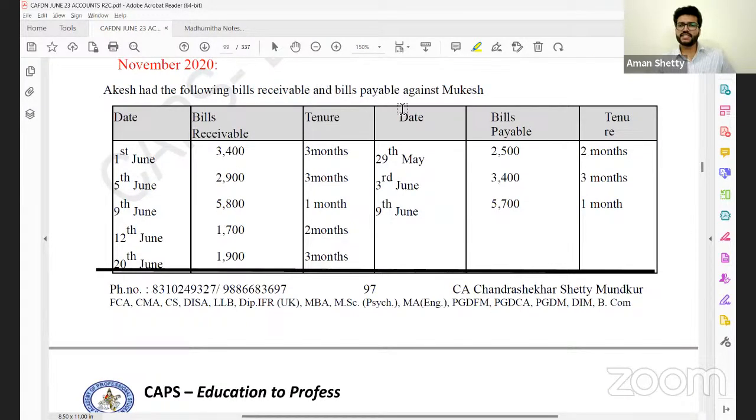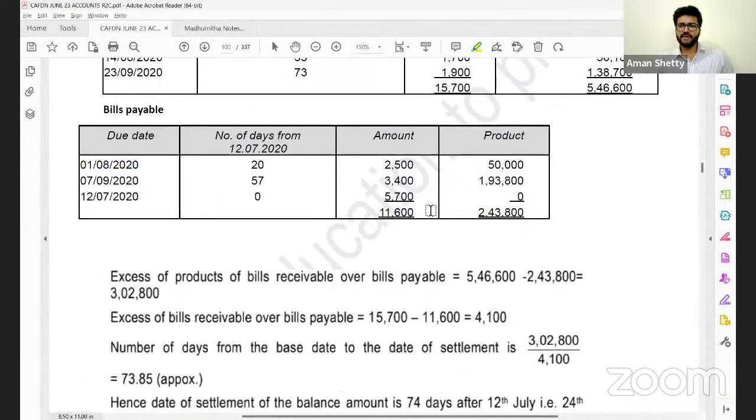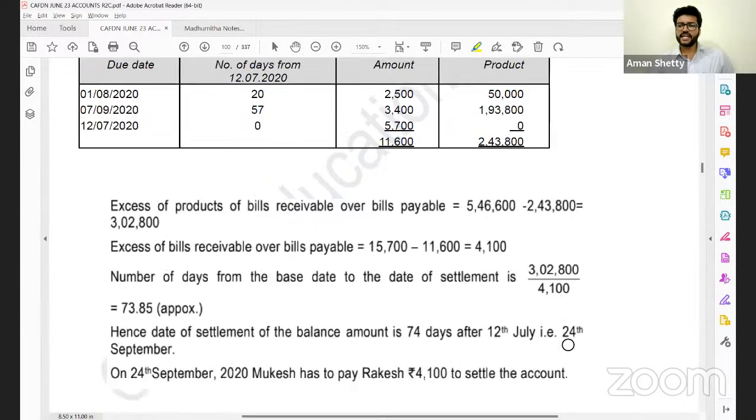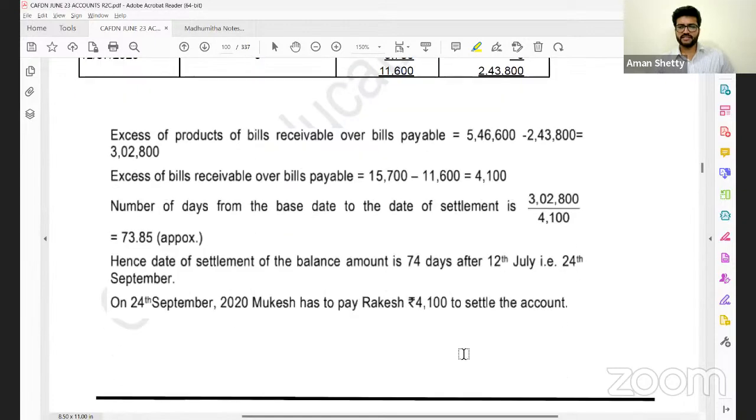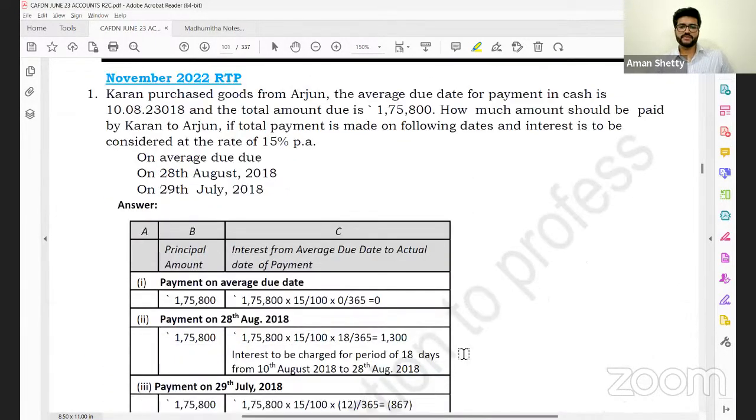Akash had the following bills receivable and bills payable. Same concept. Yes. Bills receivable and bills payable. We will prepare two separate tables. One for bills receivable, one for bills payable. Find out the product. Find out the difference in the product, difference in the amount. Divide it and add it to the base date. Simple. Okay. Similar kind of problem. Sir. Next, average due date.